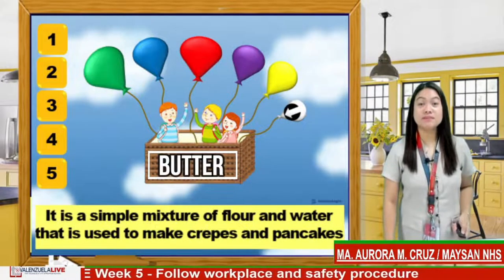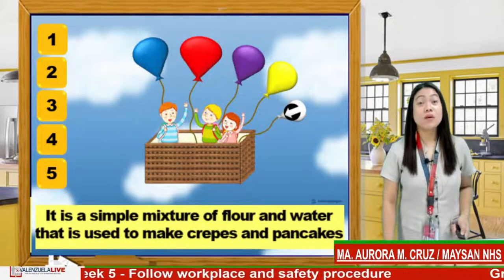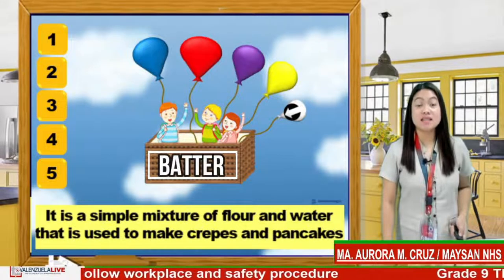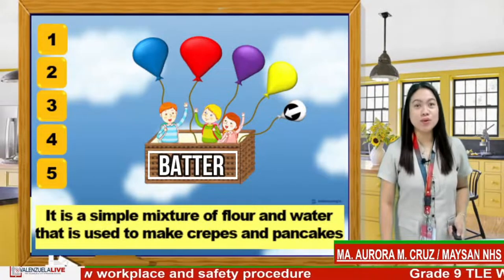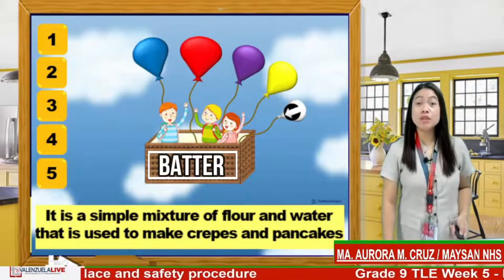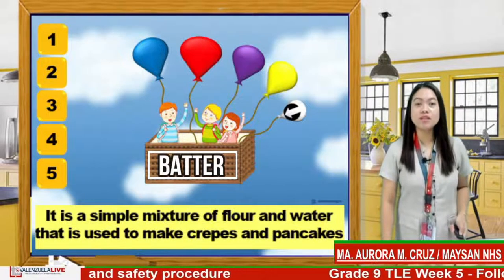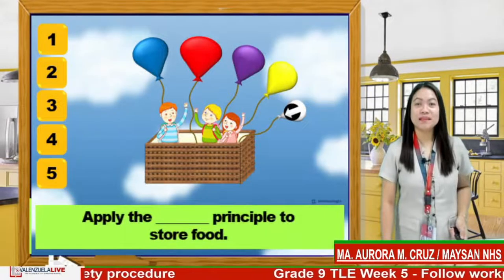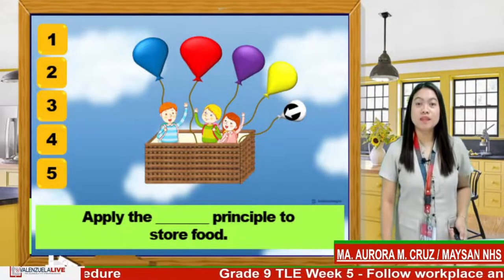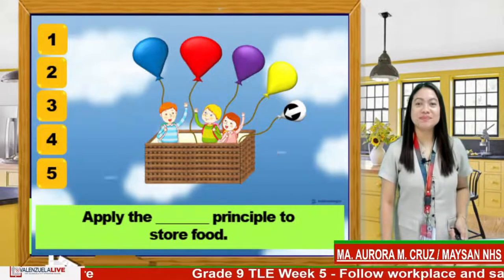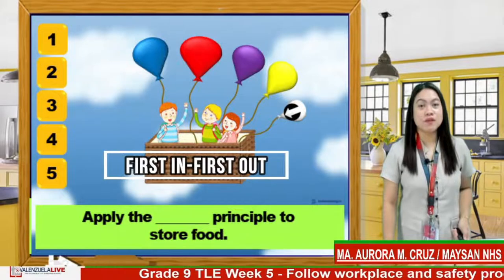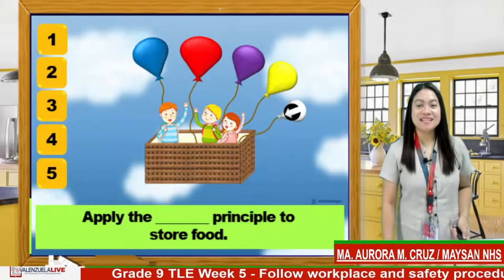Butter. Why wrong? Because it is spelled as B-A-T-T-E-R. Butter with U is different from batter. Number two, apply the blank principle to store food. What is the answer? The answer is first in, first out. Next, number three.